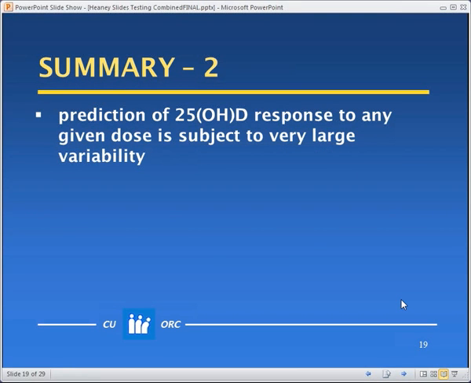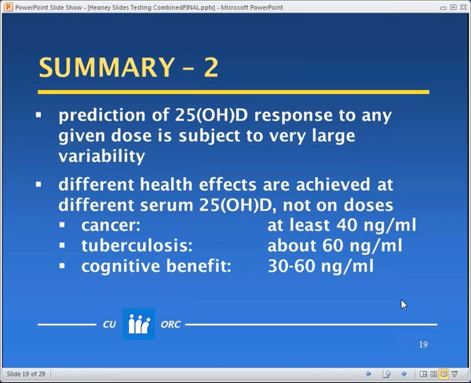Next, a point that we've made is prediction of 25-hydroxy response to any given dose is subject to very large variability. And as Carol has said, different health effects probably require different levels. For example, she stressed that cancer probably requires 40 nanograms per milliliter, and tuberculosis maybe 60.